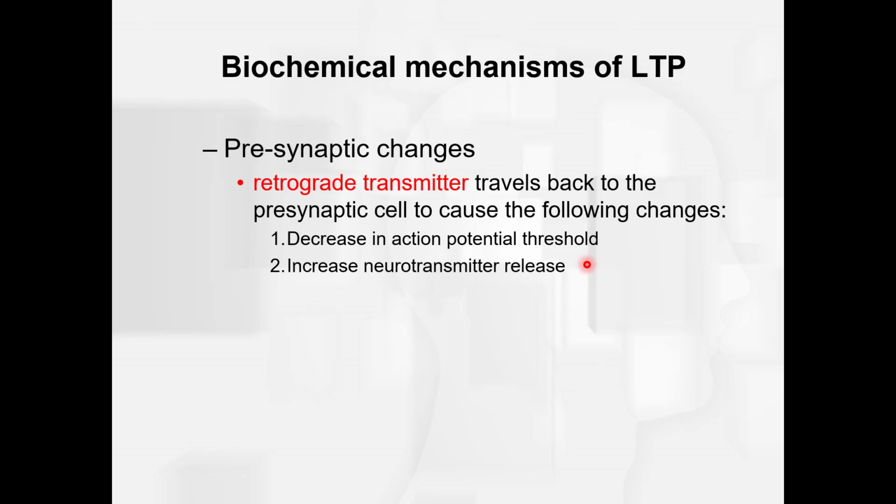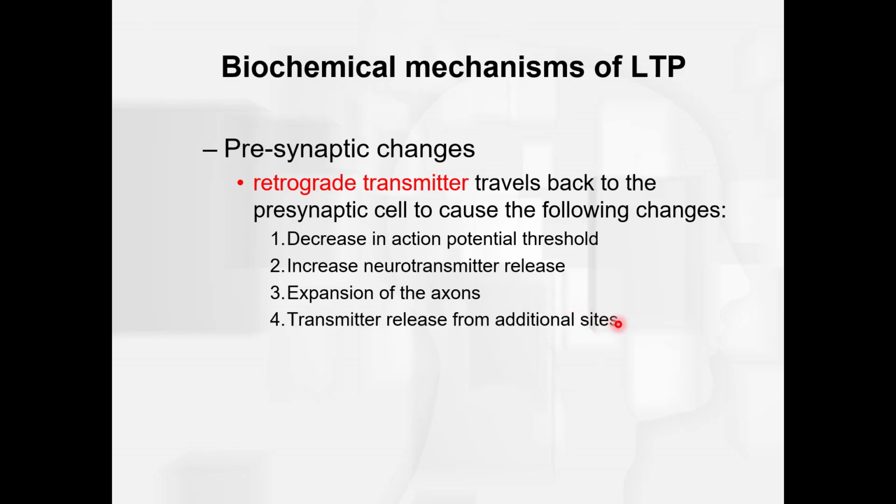Also, an increase in neurotransmitter release. That was also shown in that previous diagram on the last slide, where you could see that when the cell is potentiated, more neurotransmitters are being released. There can also be expansion of the axons, so those axon terminals can sprout and change shape. It can go from one synapse into two, which is called bifurcation. And so that again increases the surface area of the synapse, allowing for more places for receptors to be inserted, more places for neurotransmitter to be released. And that leads to the last one, which is transmitter release from additional sites.